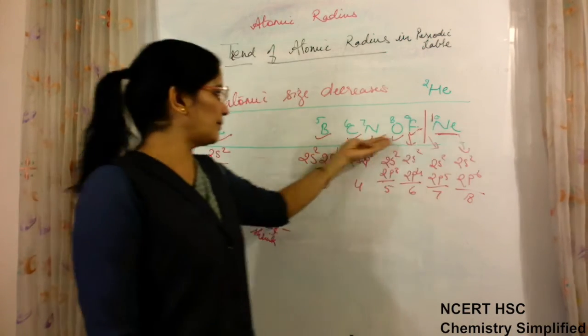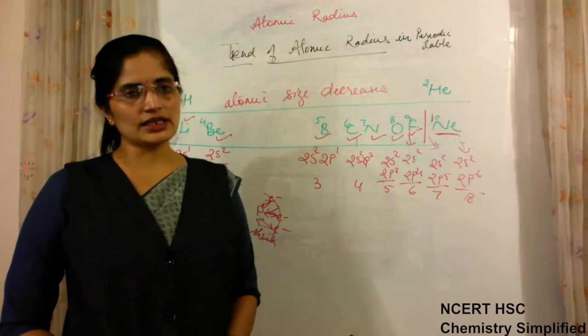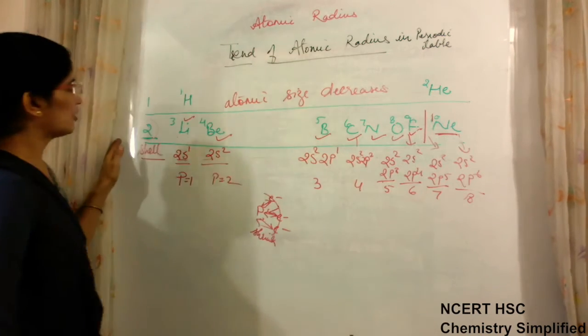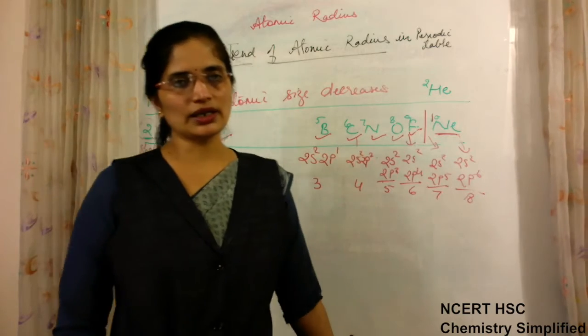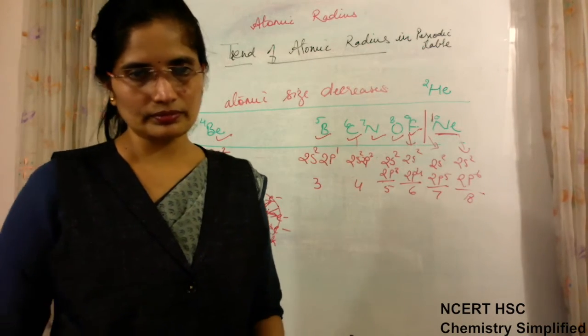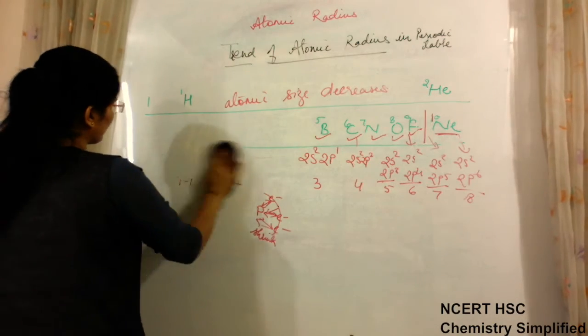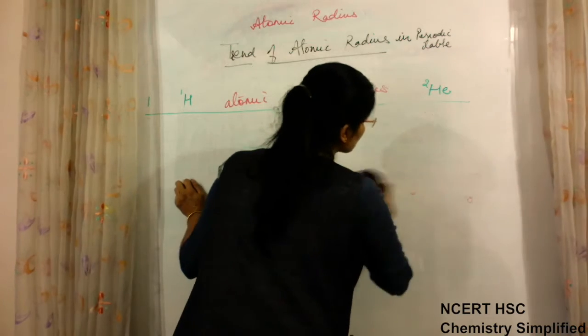So if we compare all, then the smallest size will come in the series for halogens. Okay. So this is the trend for atomic size when we move from left to right in a periodic table. Now when we move from top to bottom in a periodic table, then what happens?